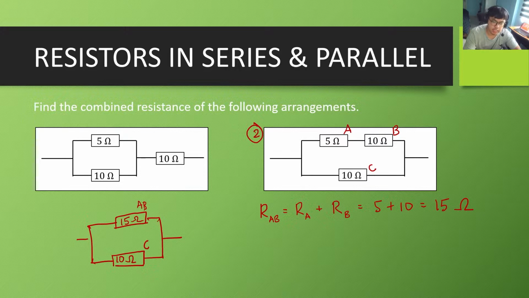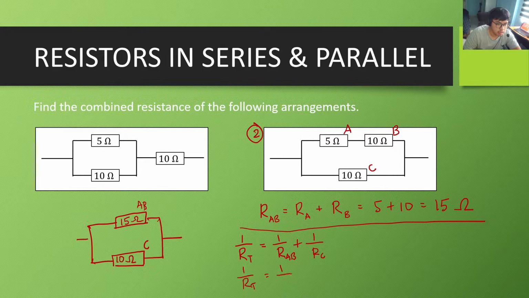Now if you imagine it like that, you can see that these two single resistors are in parallel. So you can now add these two using the parallel formula. Then you can find the total resistance, which is 1 over the first resistance, which is resistor AB, plus 1 over R2, which is resistance C. And this is 1 over 15 plus 1 over 10.